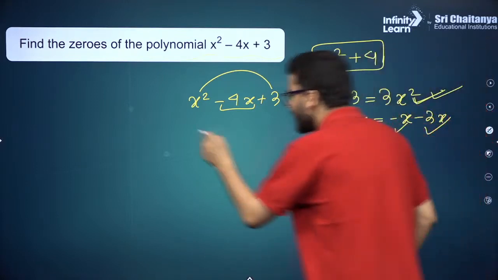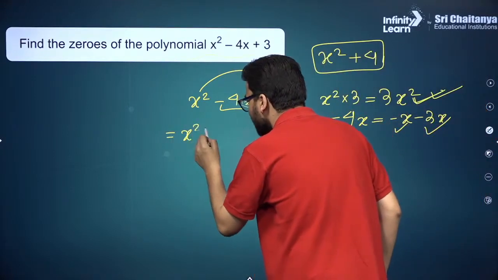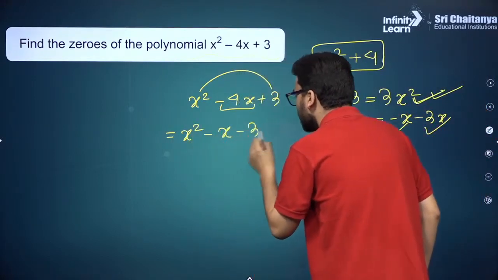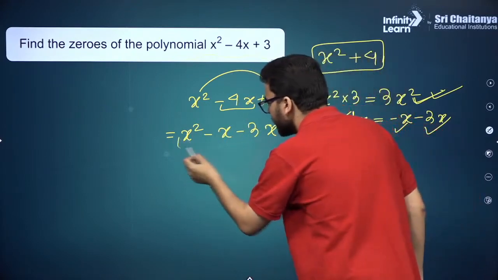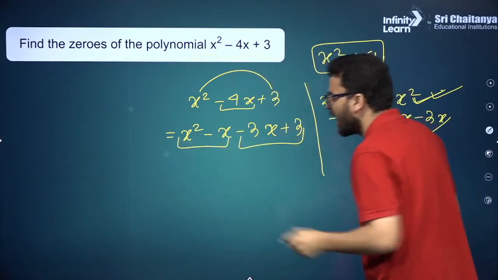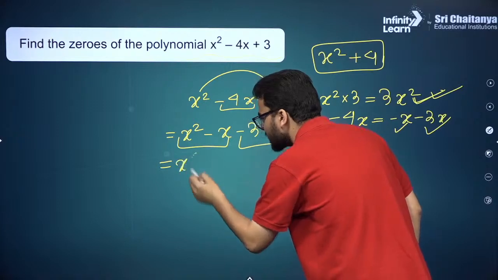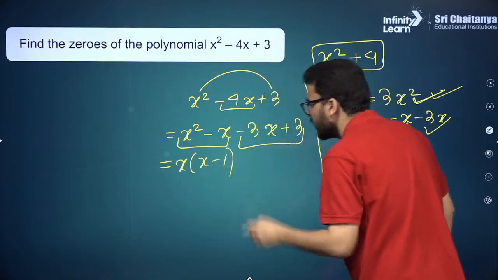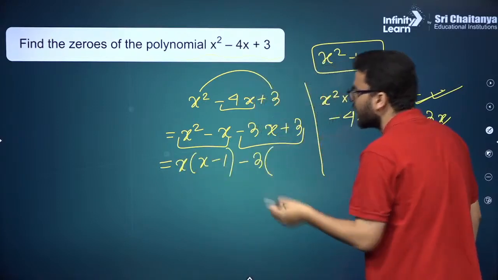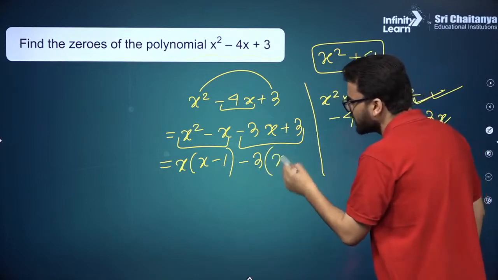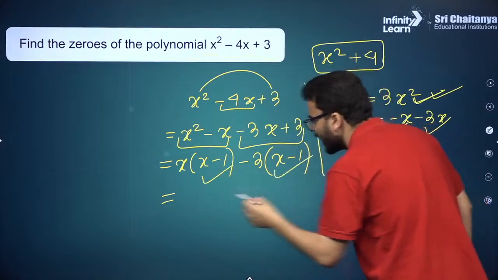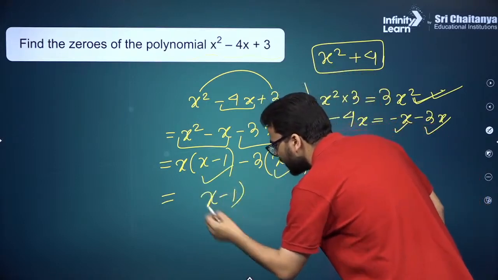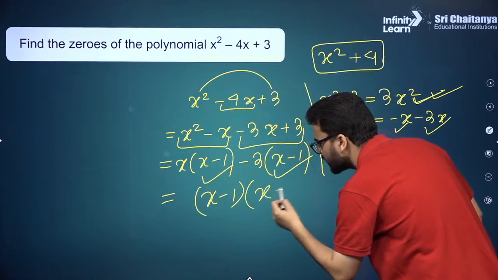So therefore I can write it like this, x square minus x minus 3x plus 3, right? So you see this is the first group, and this is the second group. Out of the first group you can take x as common, so x minus 1 will be left. Out of the second group you can take minus 3 as common, so x minus 1 will be left. Now out of the whole expression you can take x minus 1 as common, so you will be left with x minus 3 over here.